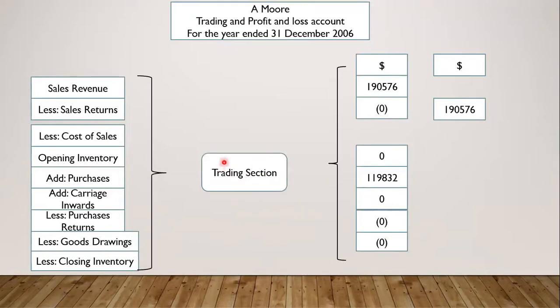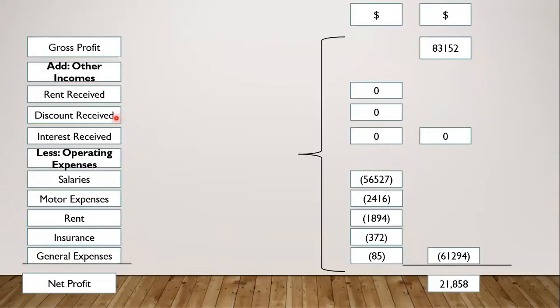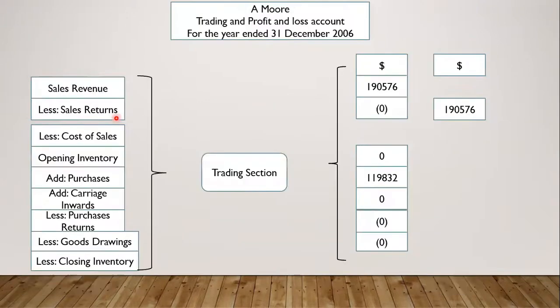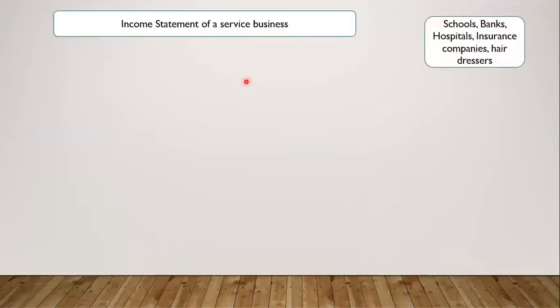Okay, so the trading section means it's the section where you calculate the profit from only the selling of the goods, and after the gross profit till the net profit, this section is profit and loss account. So altogether, we call it trading and profit and loss account, or in other words, we also call it income statement. So now, how it's going to be different for the service businesses.